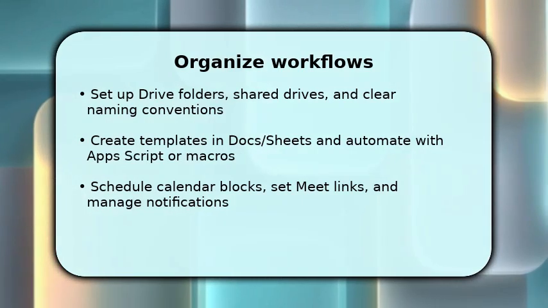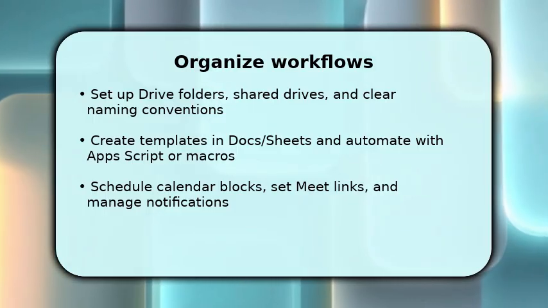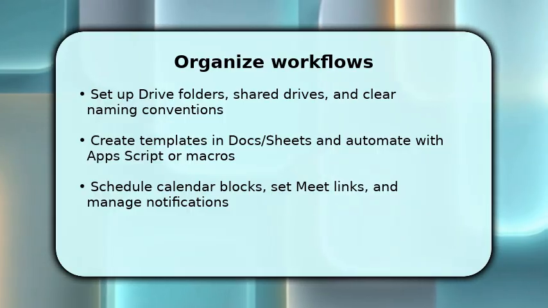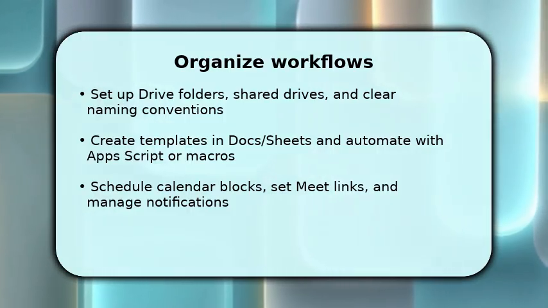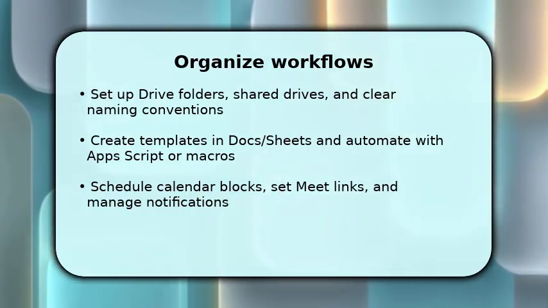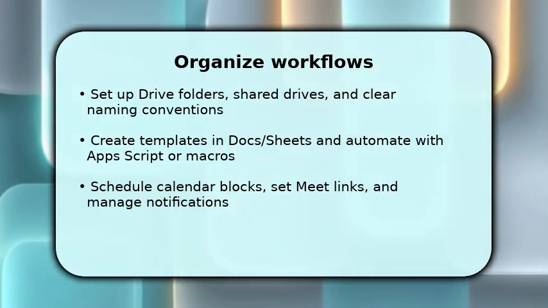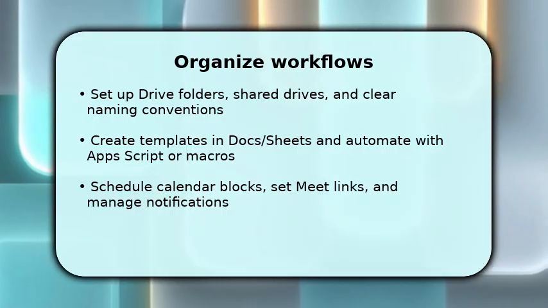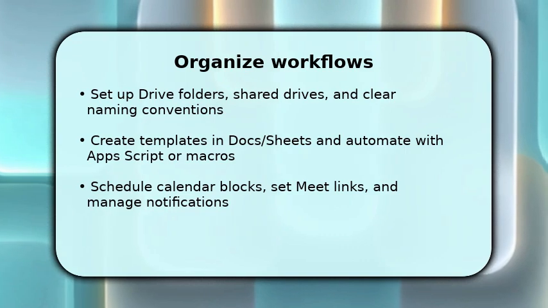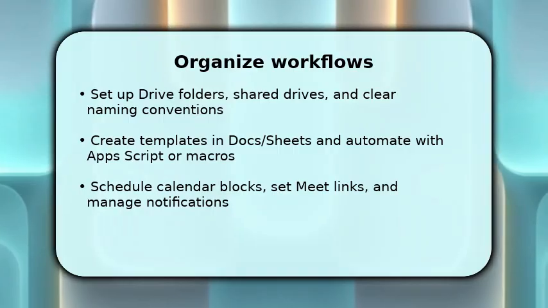Next, organize how you'll work daily by structuring Drive with dedicated folders, shared drives, and consistent file names to avoid confusion. Then build templates in Docs and Sheets for recurring tasks, and add simple apps, script automations, or macros to reduce repetitive work. After that, schedule calendar blocks with meet links and include buffers for breaks. Make sure notification settings are tuned so you see high-priority alerts without constant interruptions. These steps keep collaboration smooth and reduce time wasted searching or redoing work.